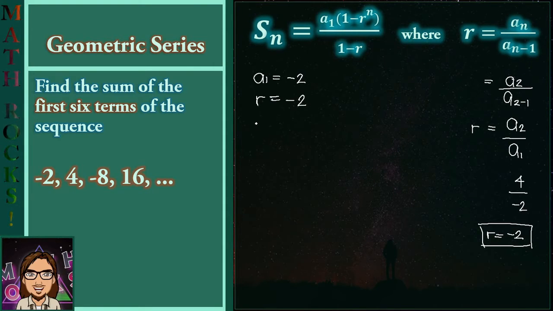Since we would like to find the sum of the first 6 terms of this geometric sequence, we would like to write S sub 6. And for the first term, we have the value of -2, so writing -2 for the A sub 1. And here we have our common ratio with a value of -2.